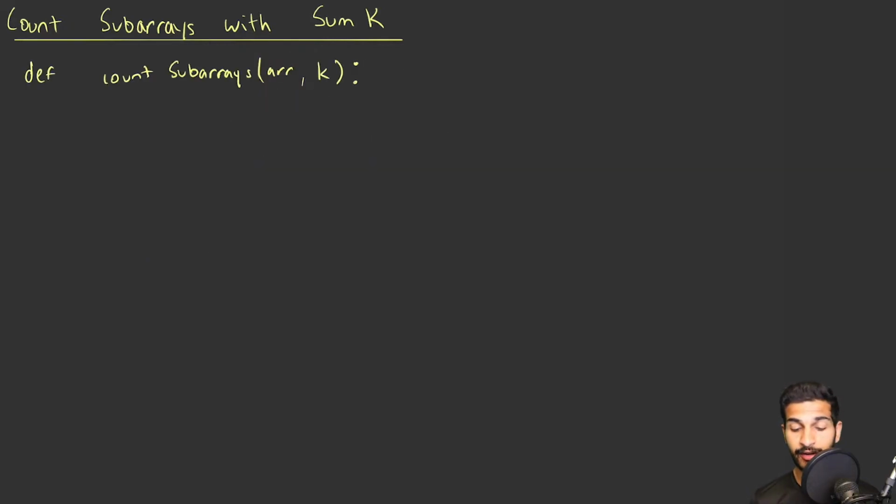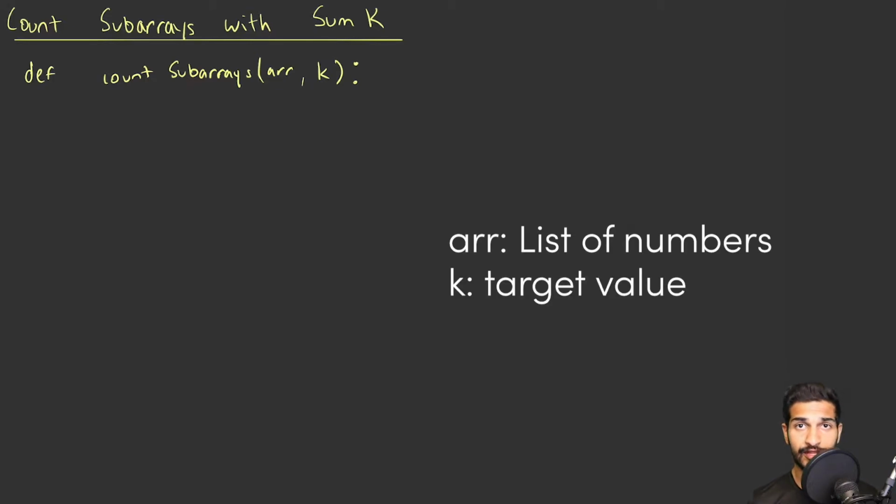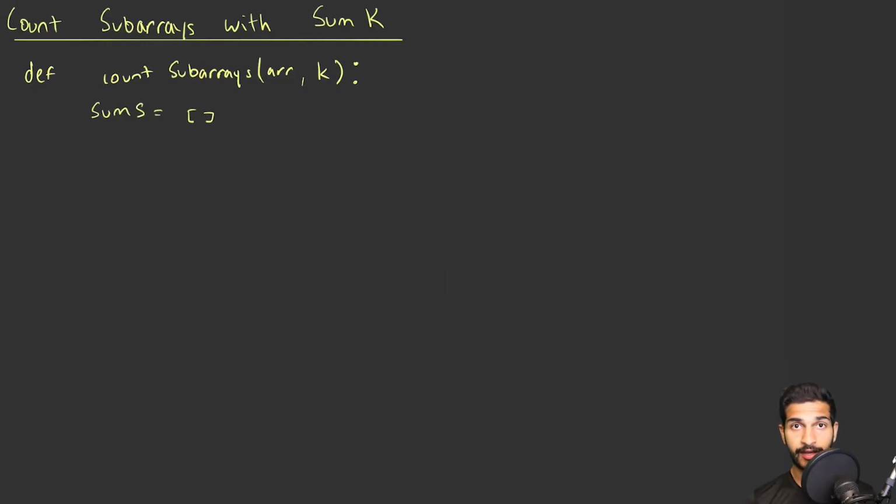Here's our function header. It's count subarrays. It takes an array, which is a list of numbers, and a value k. Make sure to go over this with your interviewer. The first thing we'll do is generate our cumulative sum array. Here is an empty array, and we've called it sums. That will store our cumulative sums.